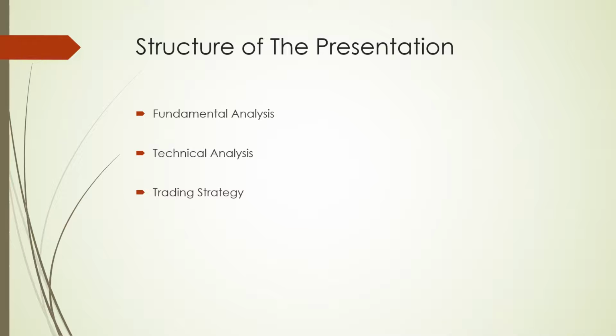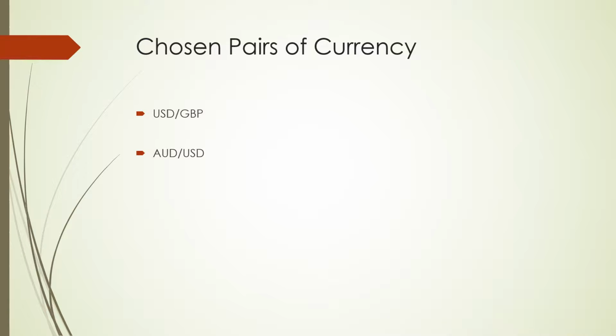Here let me first introduce the structure of our Market View presentation. There are three components: fundamental analysis, technical analysis, and a trading strategy designed based on the analysis. Based on the instructions, the two currency pairs chosen are US dollars against GBP and Australian dollars against US dollars.